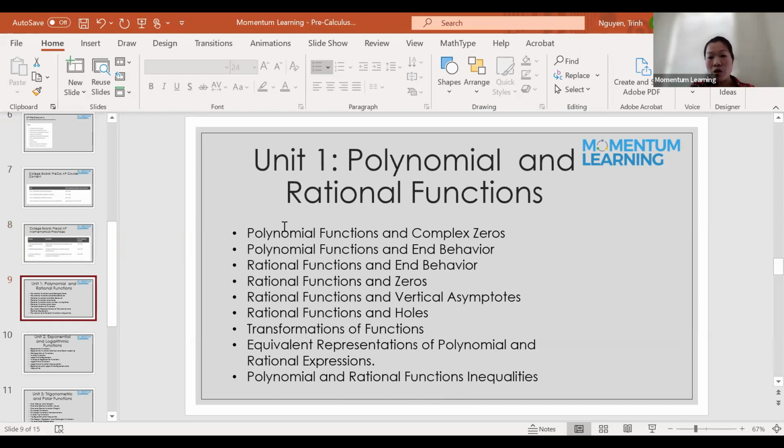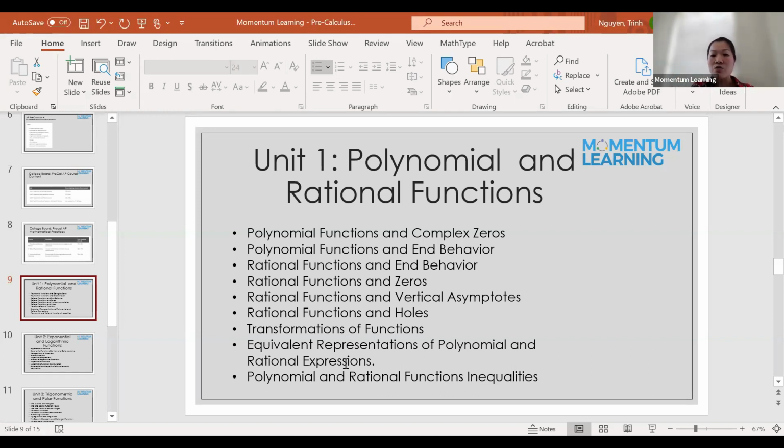So unit 1 on polynomial rational functions, we're going to learn how to factor. We're going to learn how to find the zeros. We're going to learn how to graph. We're going to learn how to do complex zeros. Same thing with rational functions. We're going to learn how to graph. We're going to learn how to do vertical, horizontal, slant asymptotes. We're going to learn the holes. We're going to learn cross points. What happens when you take a function and transform it left, right, up, down, vertical stretch, vertical shrinks.